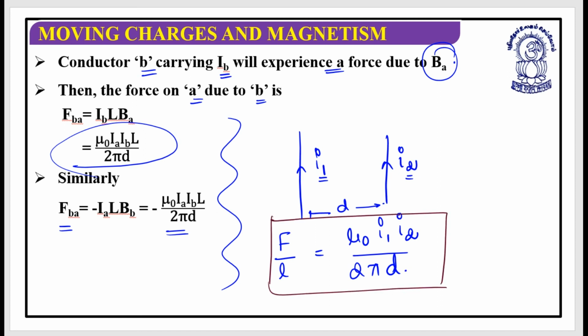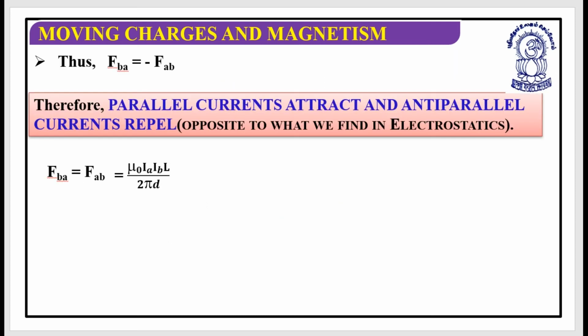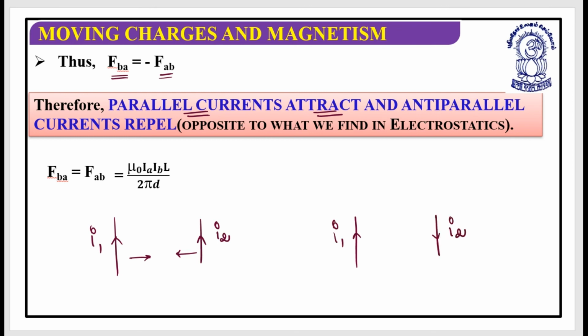This is the force per unit length when two conductors are placed parallel to each other and they are having certain current through them. We understood that parallel currents attract and anti-parallel currents repel. That means if two currents are like this, I1 and I2 in the same direction, these two are going to attract each other, while if anti-parallel currents are there, this is I1, this is I2, they are going to repel each other. Let's suppose this is distance d. I hope this is clear.